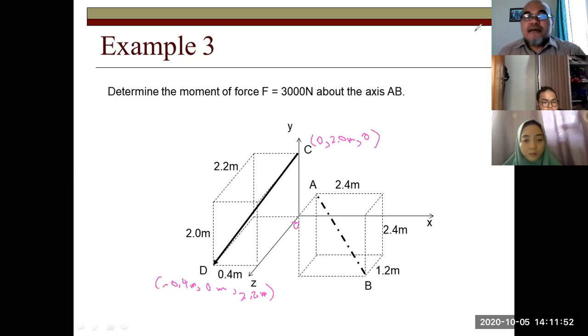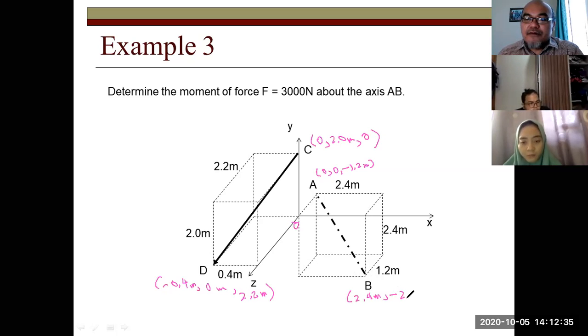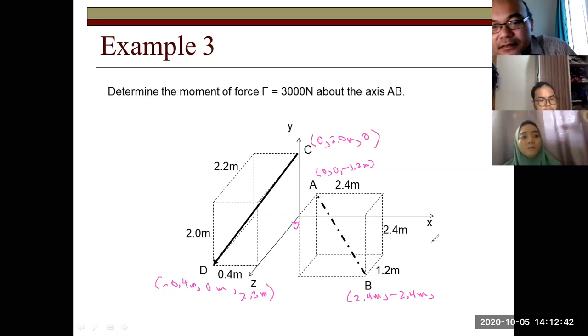Then the A coordinate here is: X axis is 0, the Y axis is also 0, and the Z axis is negative 1.2 meter. Now, in the previous slide, we only calculated the moment of this force CD about point A. Now you are asked to calculate the moment of this force F_CD about the axis AB. Axis AB is basically the whole axis from A until B. Coordinate of B here: X axis is 2.4, Y axis is negative 2.4 meter, and Z axis is zero.